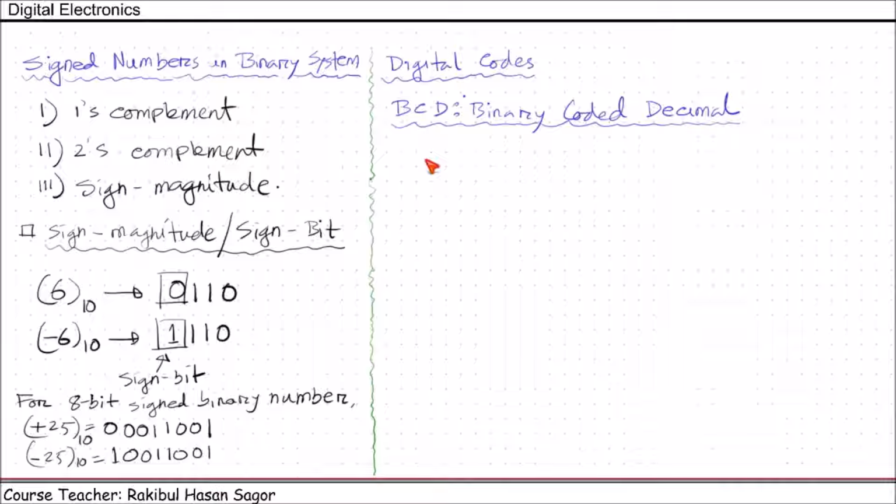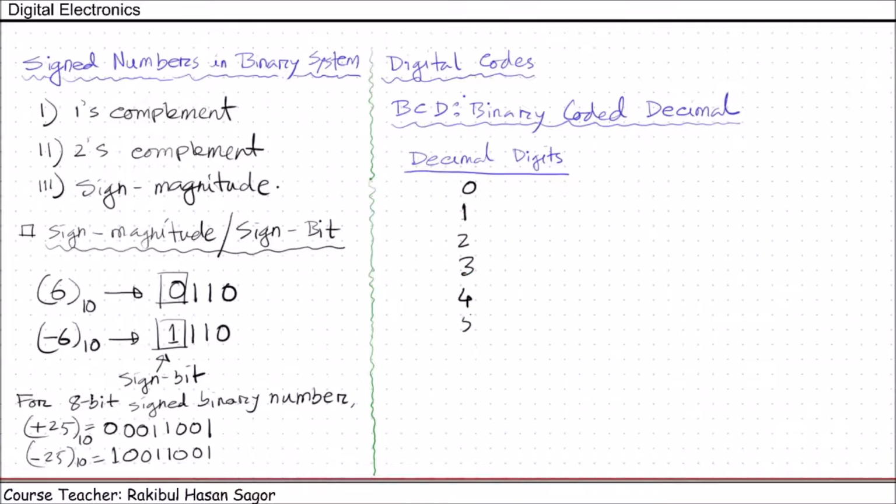Binary coded decimal is a way to express each decimal digit with a binary code. We have 10 decimal digits. If we write those decimal digits, they are 0, 1, 2, 3, 4, 5, 6, 7, 8, 9. These are the 10 symbols used in decimal digits.